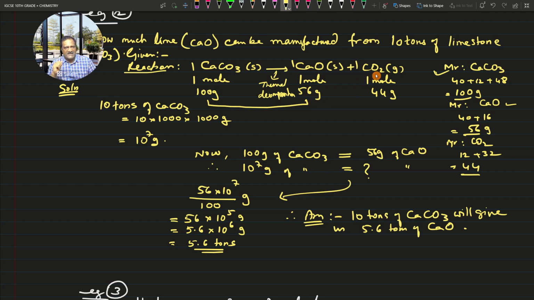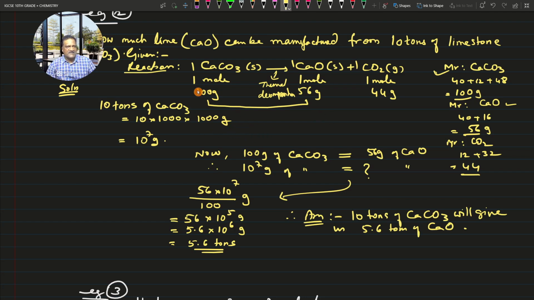And last, coming to CO2, 1 mole of CO2 will be 44 grams. 12 for carbon, and oxygen 2 means 16 twos are 32. 32 plus 12 works out to 44. So 44 grams is the molar mass of carbon dioxide. Okay. So once you have written this equation in a balanced form, writing all the moles below it, writing all the molar mass below it, then we can proceed.